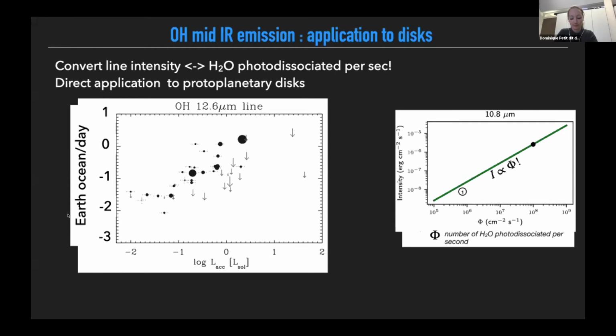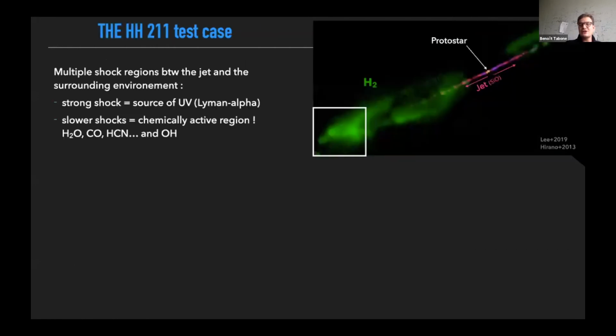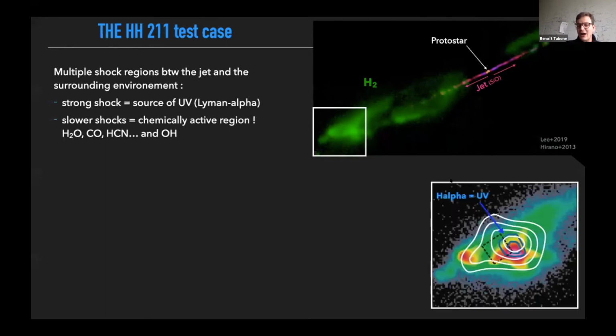Disks are a very complex structure. So in the paper, we rather apply this model to what we think is a simpler situation. This is a bow shock. This is the apex of the bow shock created by a protostellar jet impacting the surrounding medium. And at the apex of the bow shock, you have a very strong shock producing UV. So it's a very good proxy for a protoplanetary disk. You have a very rich chemistry with a lot of molecular tracers and a source of UV.